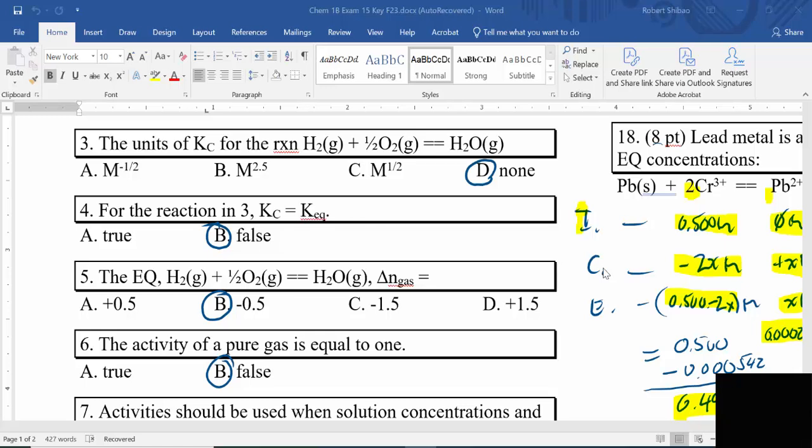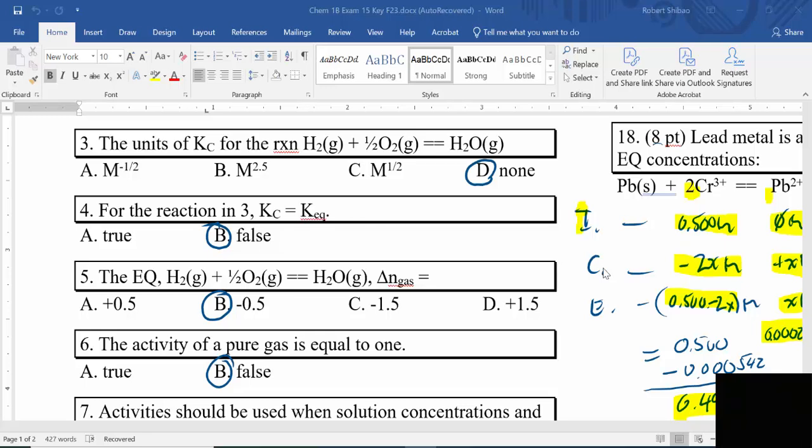5. The equilibrium here, delta n of gas. What is delta n of gas here? So we count out the moles of gas on the reactant side. So H2 gas, half O2 gas, so that's 1.5 moles. And then we go to H2O gas, so we're losing half a mole of gas. So we go from 1.5 to 1, and that's minus 0.5. That would be our delta n of gas.